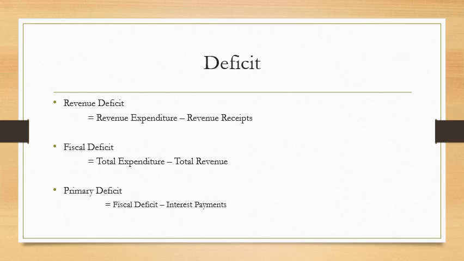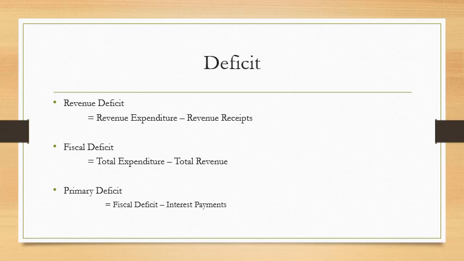The total expenditure includes both capital expenditure and revenue expenditure, minus the capital receipts, where loans are not included in the capital receipts, and the revenue receipts. So, if the capital expenditure and revenue expenditure are more than the capital receipts excluding borrowings and the revenue receipts, that excess amount is called fiscal deficit.